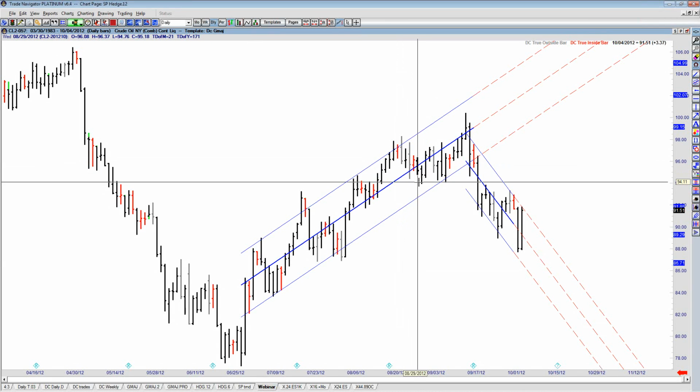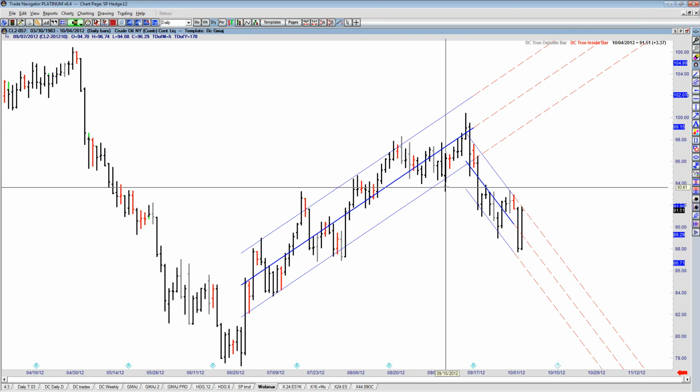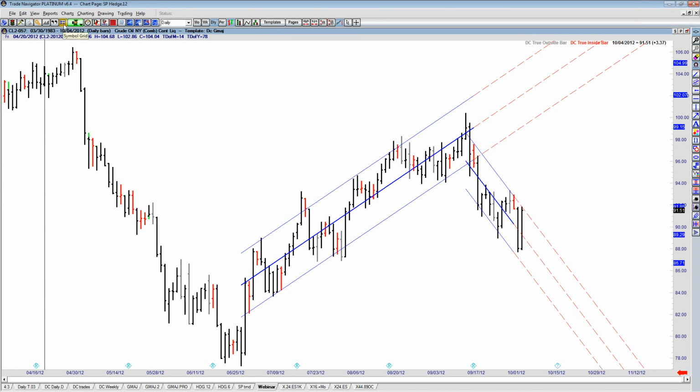Down it goes. It gets to the median channel. You get a rally up, and then look where it gets to. It gets right down to that lower channel again. So markets know these numbers. They know these ratios, and they're using them all the time. And when you get these things properly set up, you get some wonderful insights.